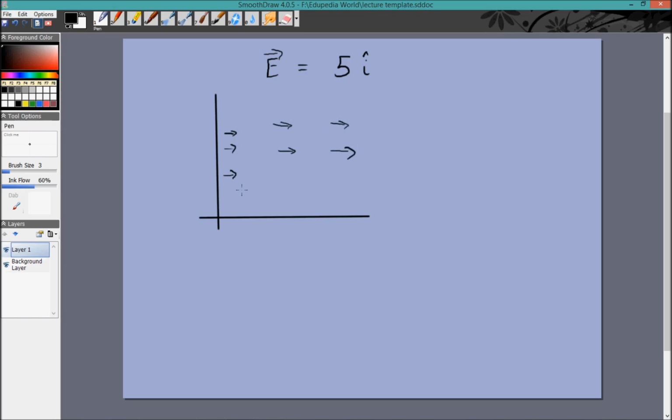Right? That means if I keep an object of mass 10 kg, it will experience a force towards the right of 50 Newton. One thing I'm really sorry about, I might be saying electric field instead of gravitational field. That is because electricity and magnetism and gravitation are pretty much similar.